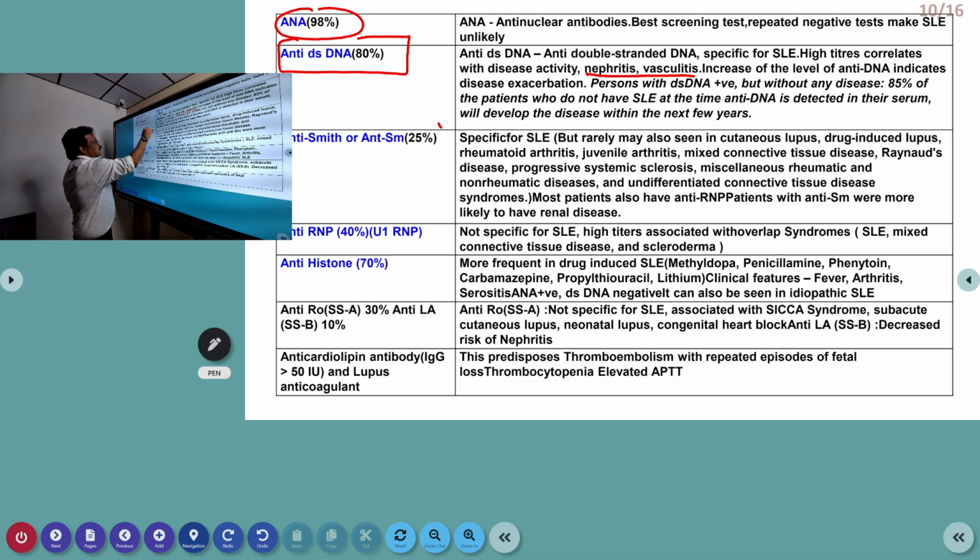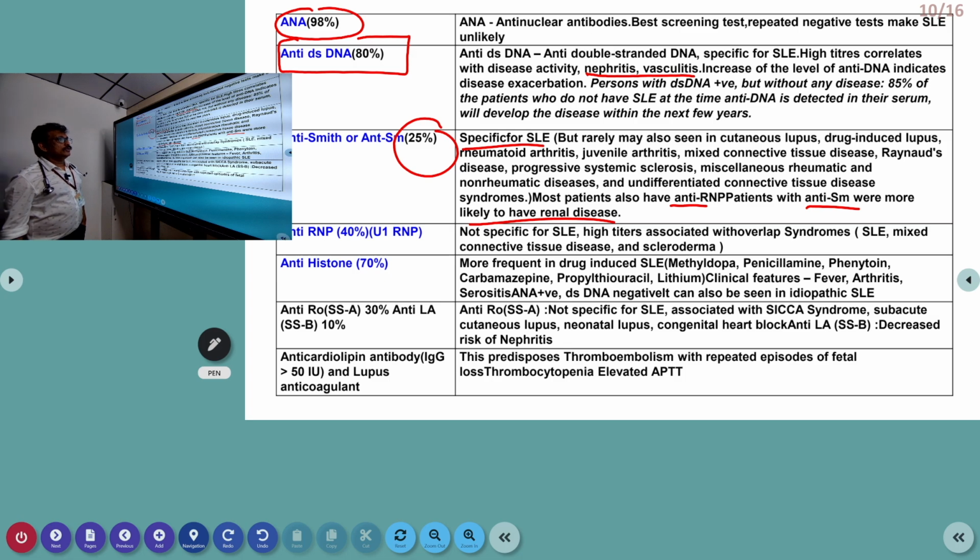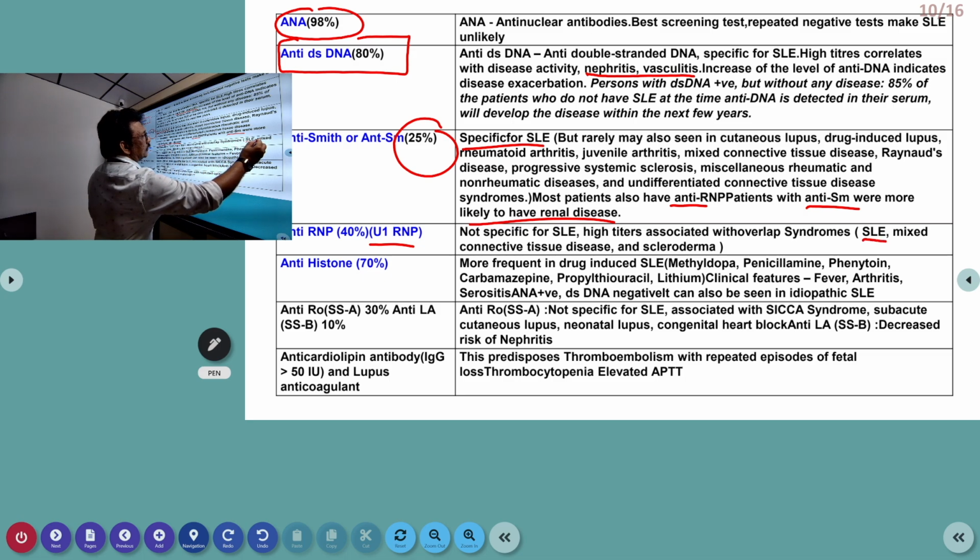Anti-Smith or anti-SM antibodies can be positive in many patients, and they are specific for SLE. Patients with anti-SM were more likely to have renal disease, so positivity may indicate a renal disorder. Anti-RNP or U1-RNP is not specific. It is mainly seen in multisystem disorders, where a patient can have other connective tissue disorders: SLE, mixed connective tissue disorder, and scleroderma.